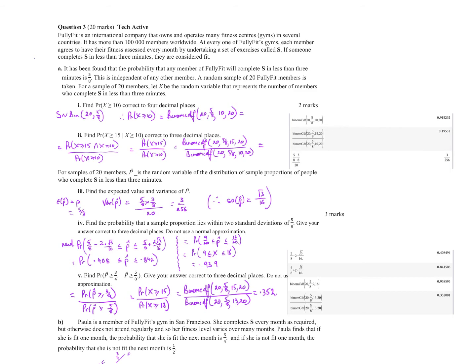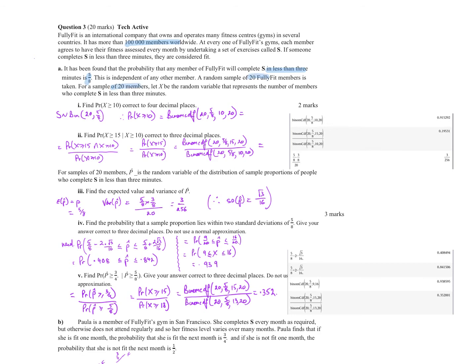Okay, so let's keep moving along. Fully Fit is an international company that owns and operates many fitness centers and gyms in several countries, with more than 100,000 members. Someone who completes a set of exercises in less than 3 minutes is considered to be fit. The probability that any member of Fully Fit completes it in less than 3 minutes is 5/8. This is independent, for a random sample of 20.